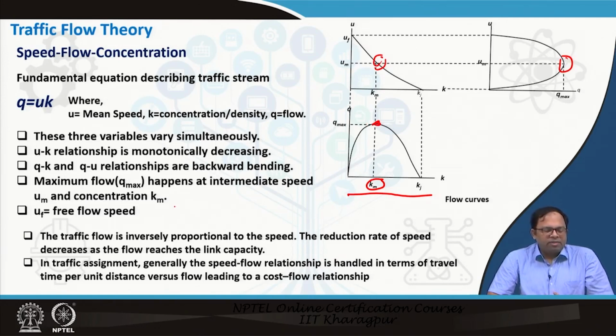So we can see that the traffic flow is inversely proportional to speed. The rate of reduction of speed decreases as the flow reaches the link capacity, and in traffic assignment generally the speed-flow relationship is handled in terms of travel time per unit distance versus flow, and this we call a cost-flow relationship. That means instead of speed we take the travel time per unit distance, and because travel time is a form of cost, we call it the cost-flow relationship. So this is the fundamental equation that we will use in assignment.